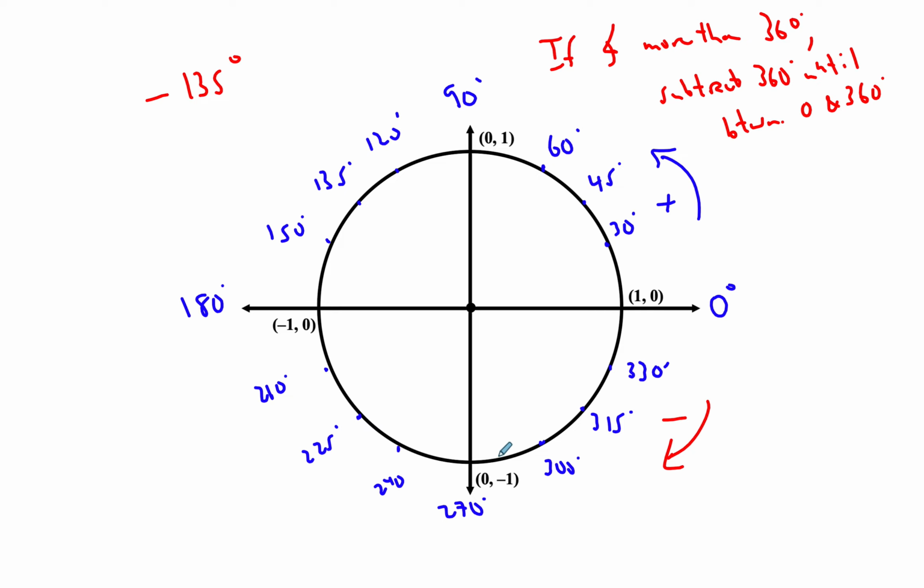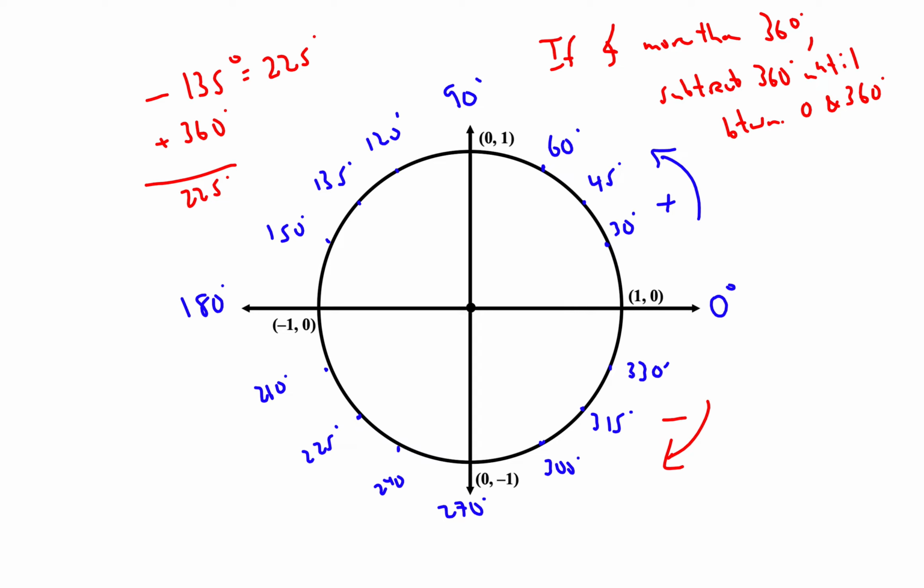Well, you could count it out, right? Or you could add 360. And if you take negative 135 and add 360, then you get 225 degrees, which means that if you go negative 135, it's the same as a positive 225 degrees, okay?